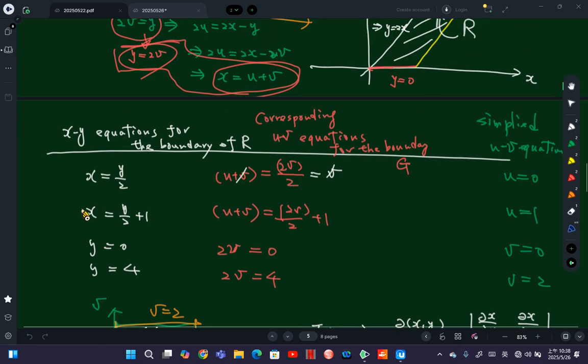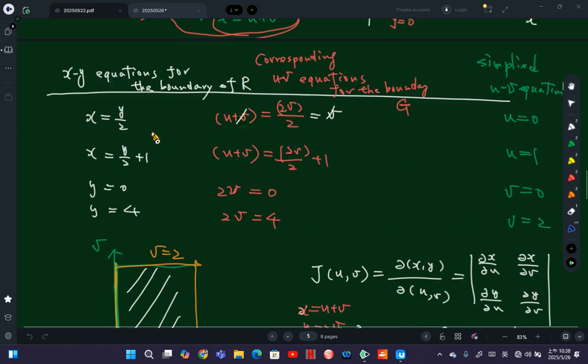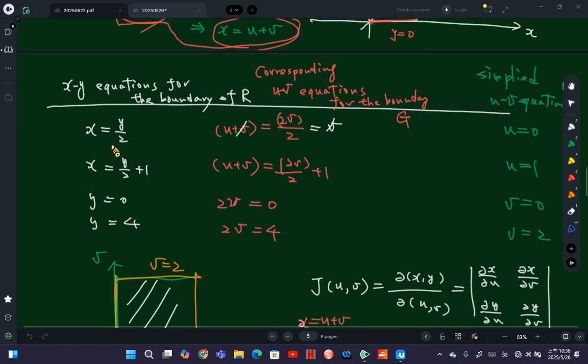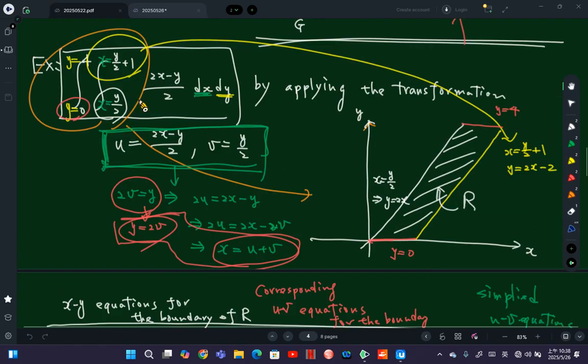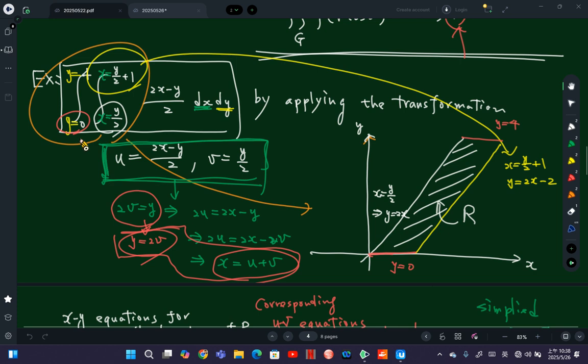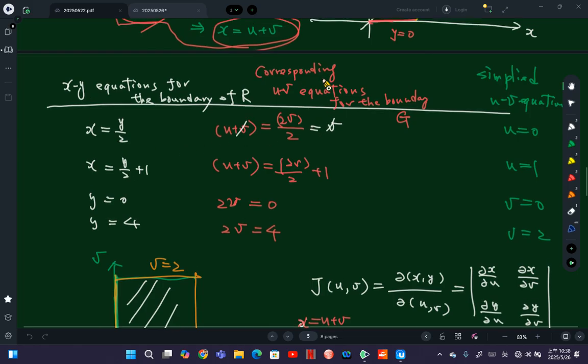Make a table for original. If we just base it on xy, the original boundary is these four equations, right? How can we get these four equations? Because of these four parameters. Once we establish that, we try to get the corresponding UV equations for the boundary G. Right now, this is just focused on the boundary of R, but we try to convert it into the boundary G for the same area.